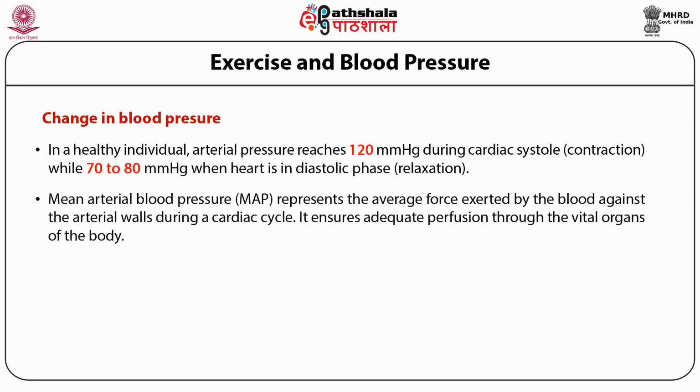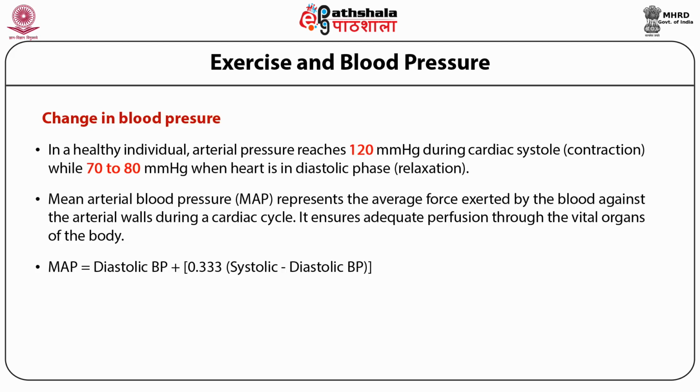Mean arterial blood pressure, that is MAP, represents the average force exerted by the blood against the arterial walls during a cardiac cycle. It ensures adequate perfusion of the vital organs of the body. It can be considered a pioneer among hemodynamic factors, and can be estimated as the diastolic blood pressure plus 0.333 times the difference of systolic to diastolic blood pressure.